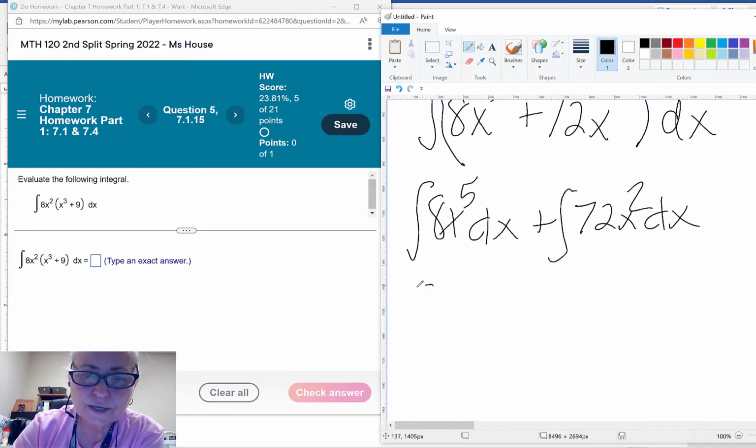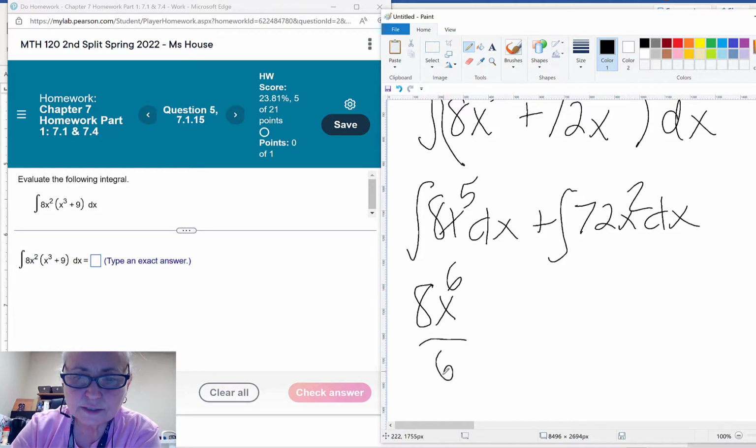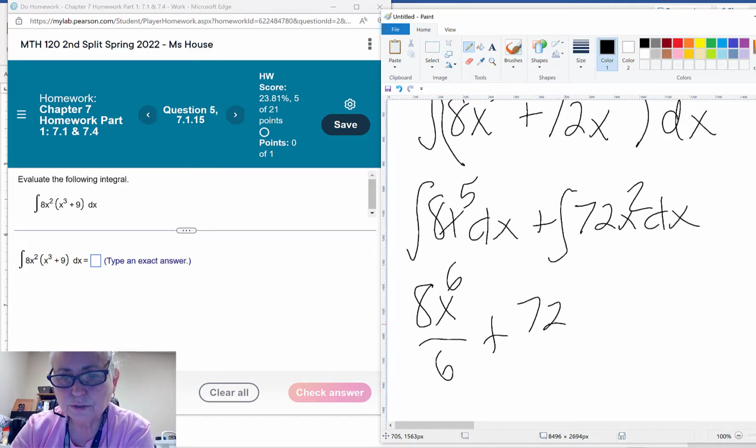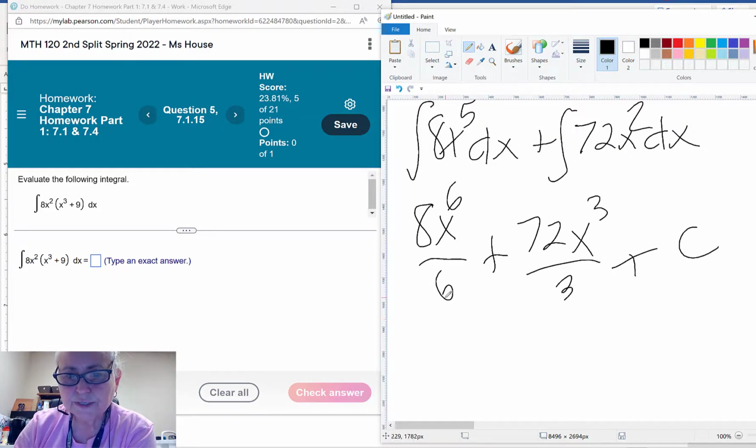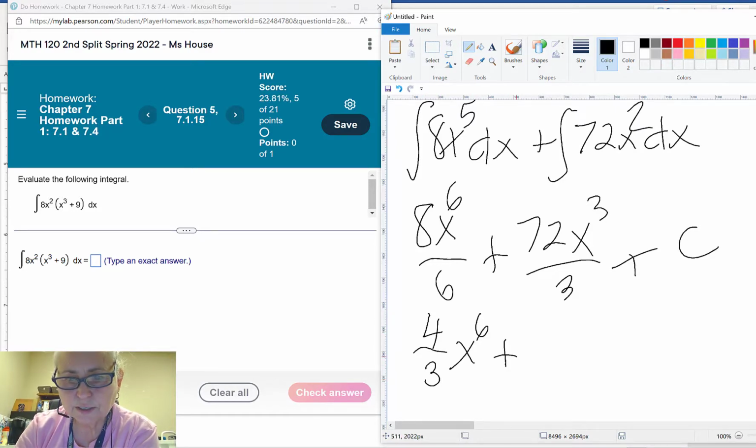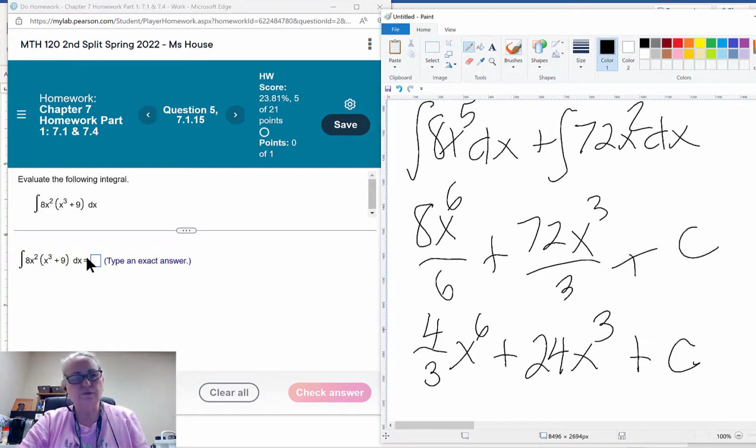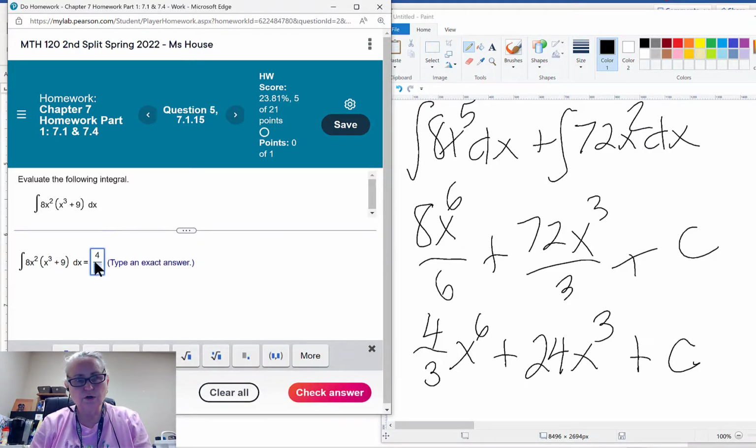So that's going to be 8x to the 6 divided by 6 plus 72x to the 3rd divided by 3 plus c. Don't forget your plus c. And this 8 over 6 reduces to 4 over 3 x to the 6th plus 3 goes into 72, 24 x to the 3rd plus c. And if you want to check it, take the derivative of it. 4 over 3 x to the 6th plus 24 x to the 3rd plus c.